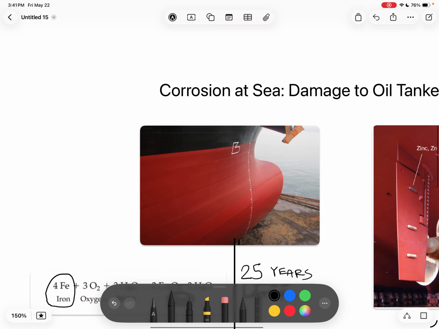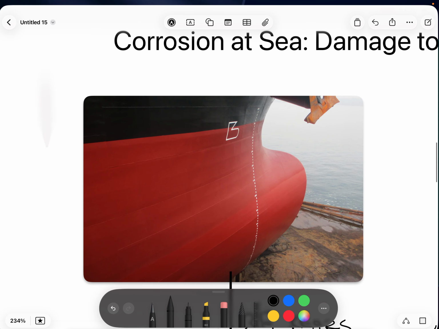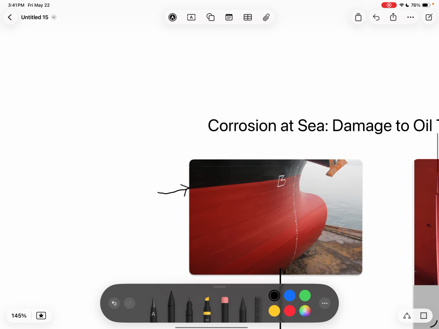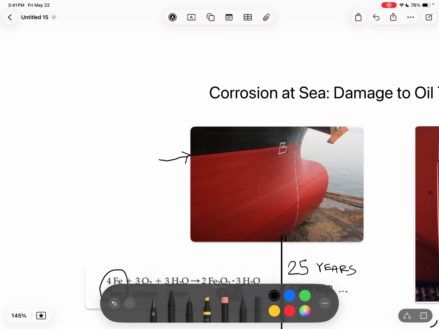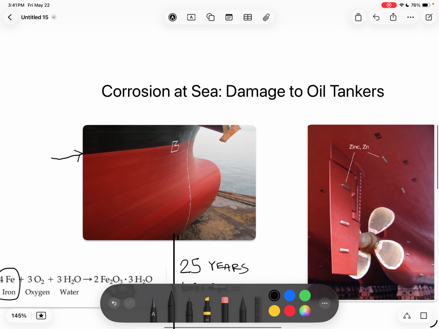So here you can see the brand new hull of an oil tanker. They're always red below the waterline here. You can see the waterline, or the split between the red and blue sides, or the red and black. And the reason why the lower hull is always painted red is due to the anti-fouling paints that they apply, so that the lower hull is not corroded as quickly as it would be without the paints.